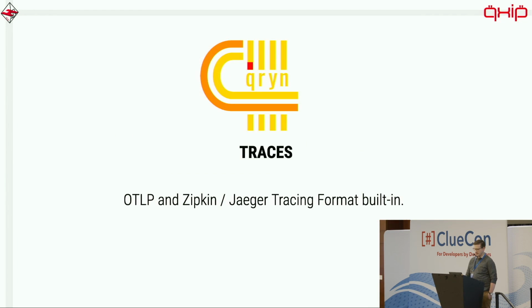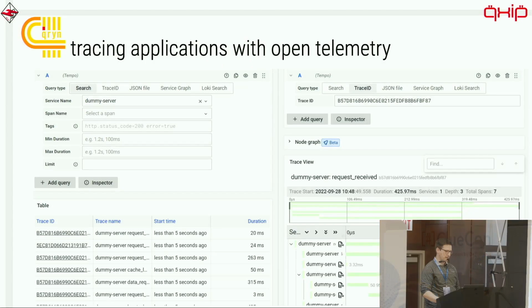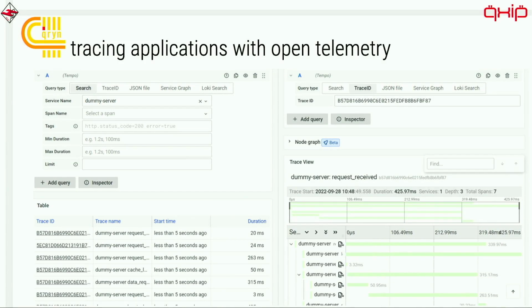And then traces, which is another very useful feature when you're looking at different times. So we support OTLP and SIPCapture and Jaeger tracing formats, which is very helpful when you're trying to trace applications. It gives you the timing of when things happen in your application, and it lets you see the durations of each of the steps and find what the anomalies are.